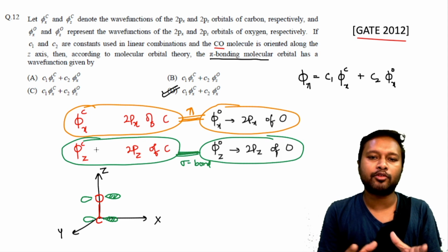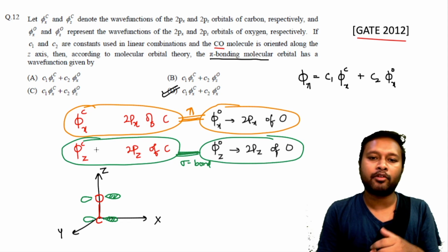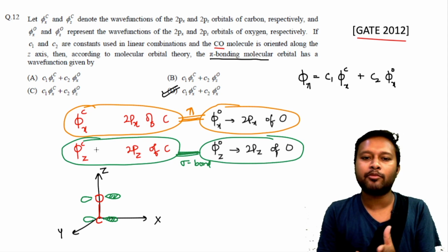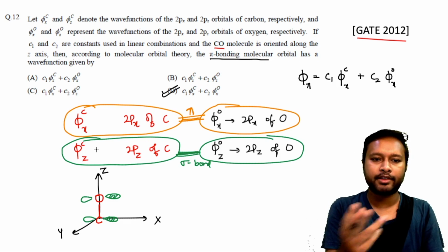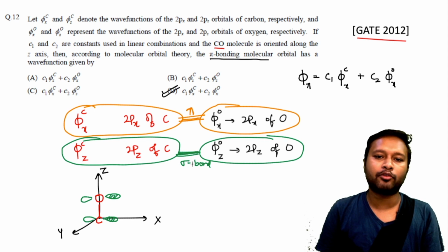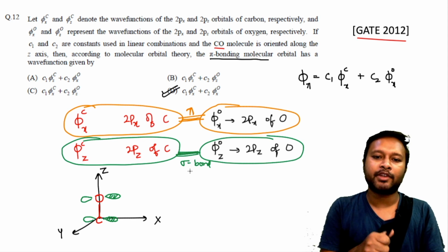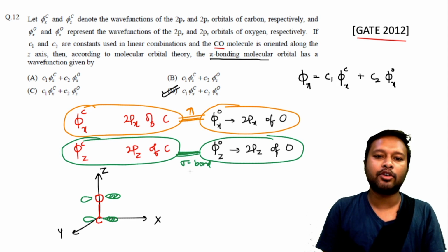You just have to look at the orientation of the atoms, and see which orbitals will be involved in sigma bonding and which will be involved in pi bonding. If the same question was asked for sigma bonding, which orbitals are going to be involved, or what is going to be the wave function of the sigma bonding molecular orbital? Tell me in the comment section which option will be the answer, A, B, C or D, for sigma bonding. I want an answer from you guys, so tell me the answer in the comment section below.